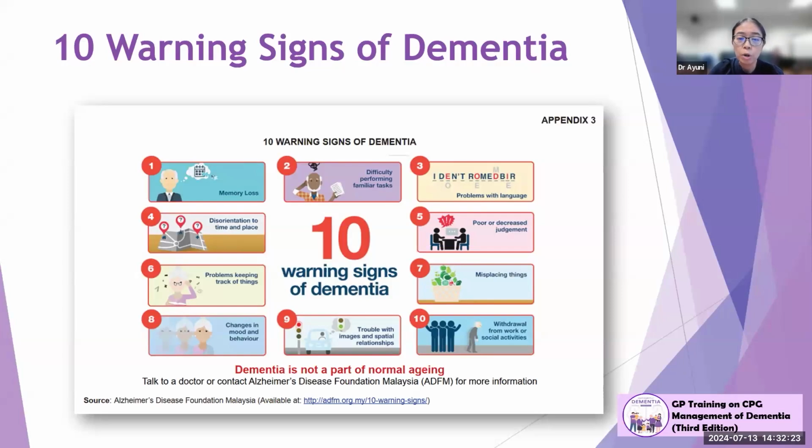Number five is poor or decreased judgment. So the judgment becomes poor. For example, one of my patients, after she came back from the market, she bought all her groceries. She doesn't know which ones to put in the freezer and which ones to put downstairs.